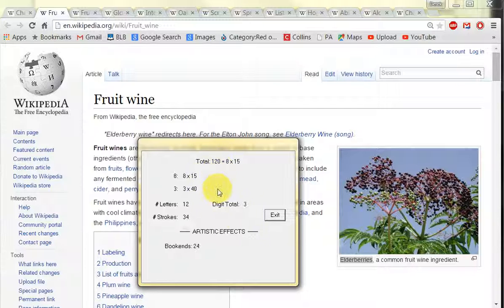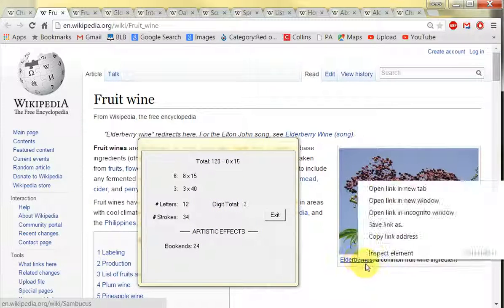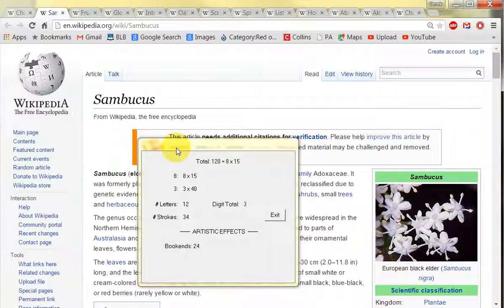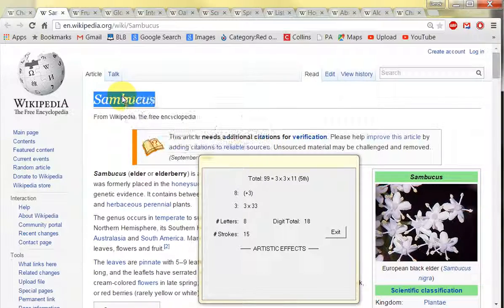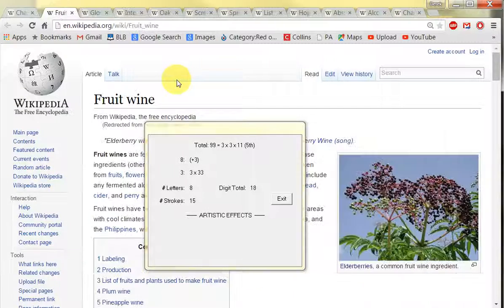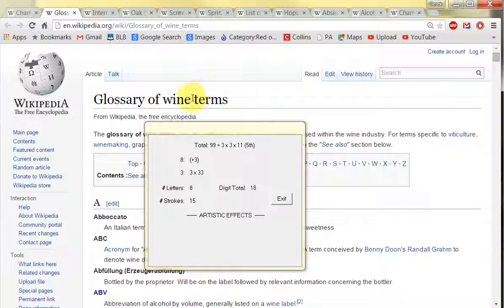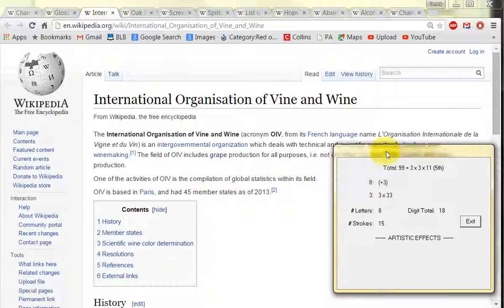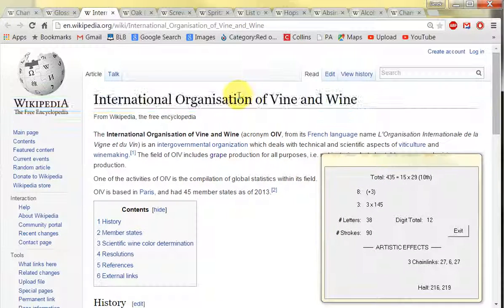Wow. So fruit wines and elderberries both divide by 12. Oh man, and even the scientific name divides by 3. Okay, I'm about to reach my limits here, but let's stick with big words. Glossary of wine terms. I might dig back in that. International Organization of Vine and Wine. Even that divides by 3. Add that to the party.